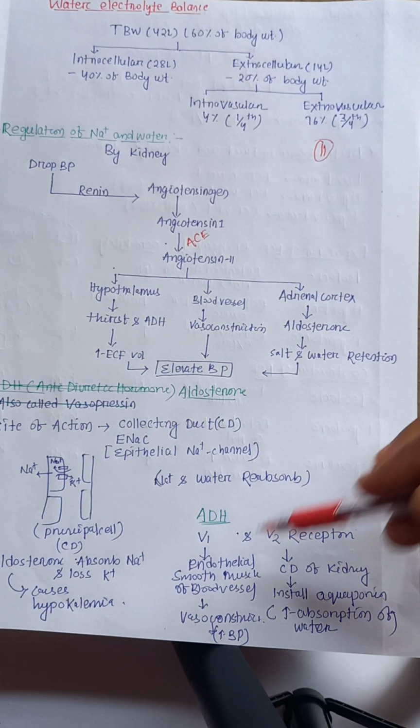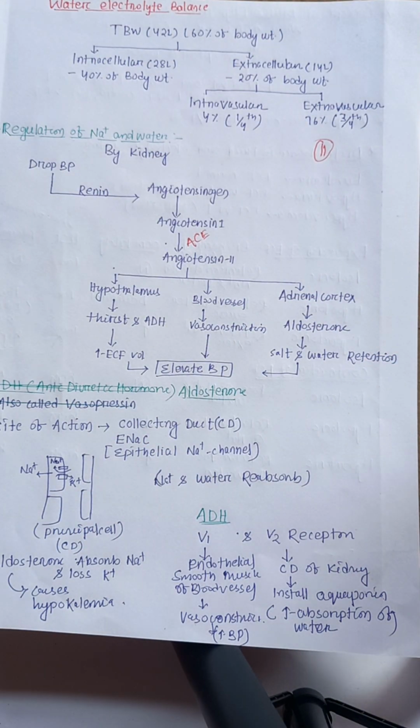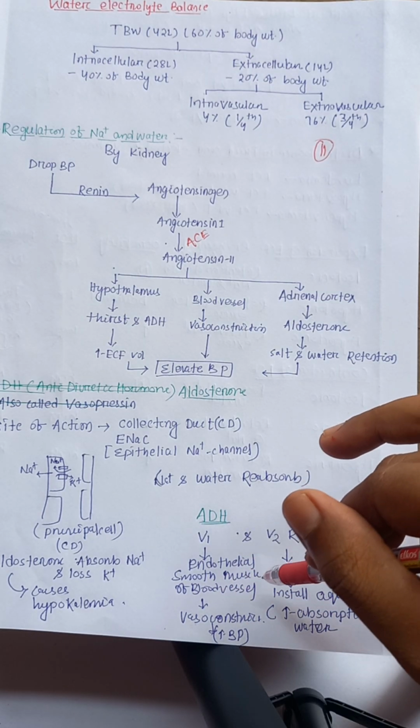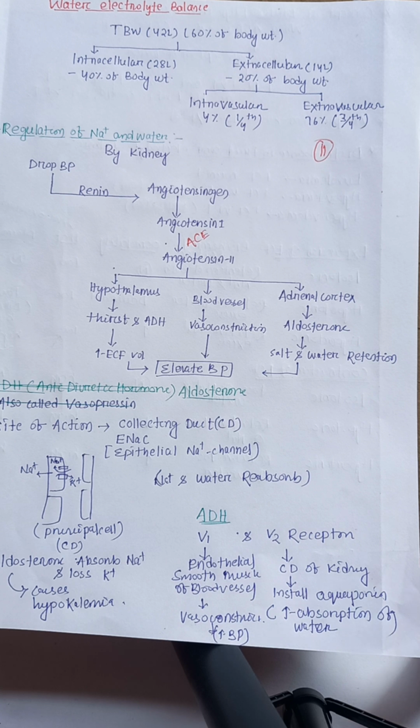The next is ADH, you should know this. ADH is very important. ADH is secreted from the posterior pituitary. It has two receptors, V1 and V2. ADH's other name is vasopressin, that's why V1 and V2 receptors. The V1 receptor is present in the smooth muscle of blood vessels, and the V2 receptor is present in the collecting ducts. Also, you should not confuse aldosterone and ADH.